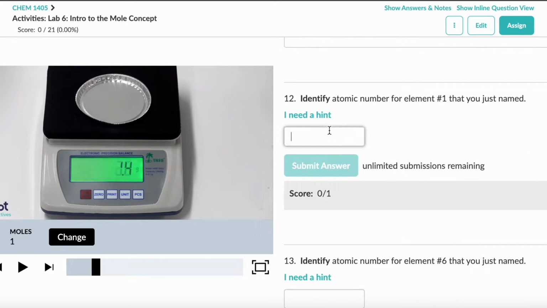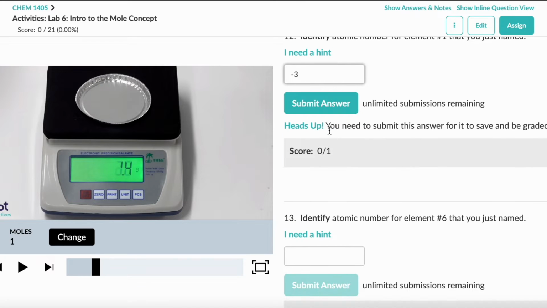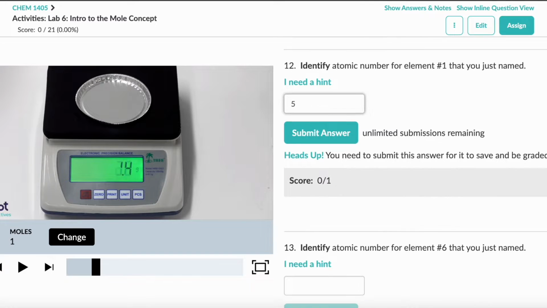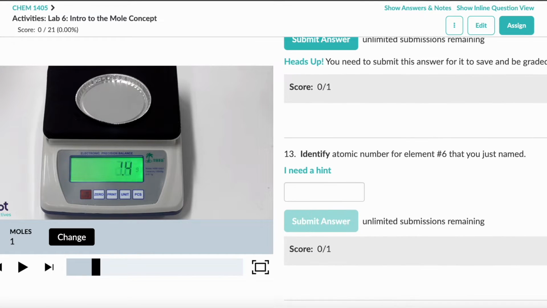And then just some follow-up, identify atomic number. So here we are recalling what atomic number is. So again, not going to spoil that. But you are going to use that previous background knowledge to identify those.